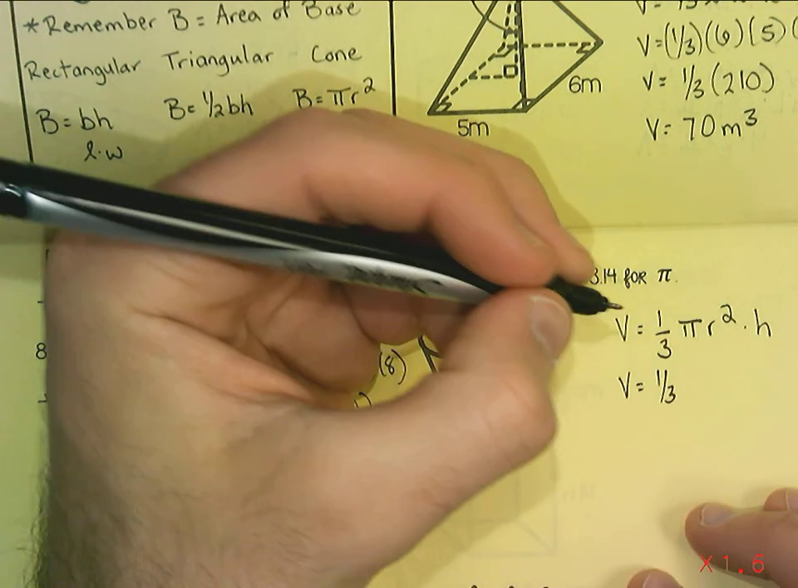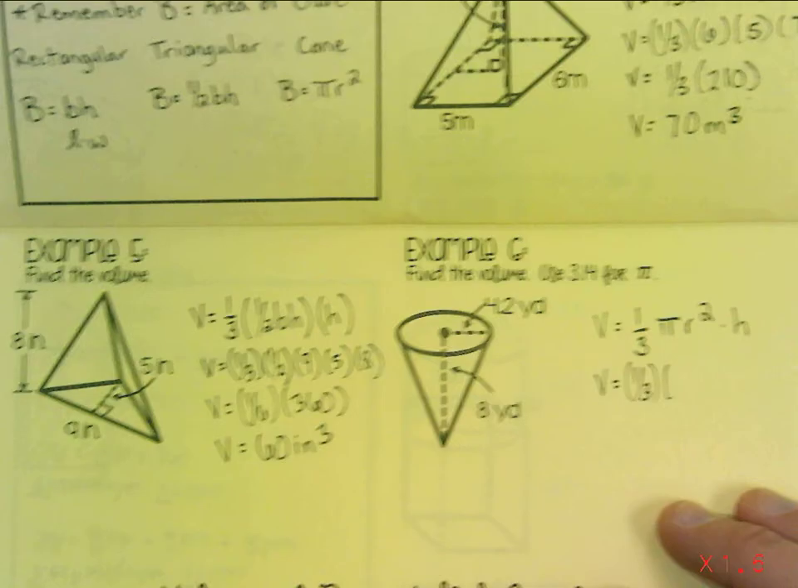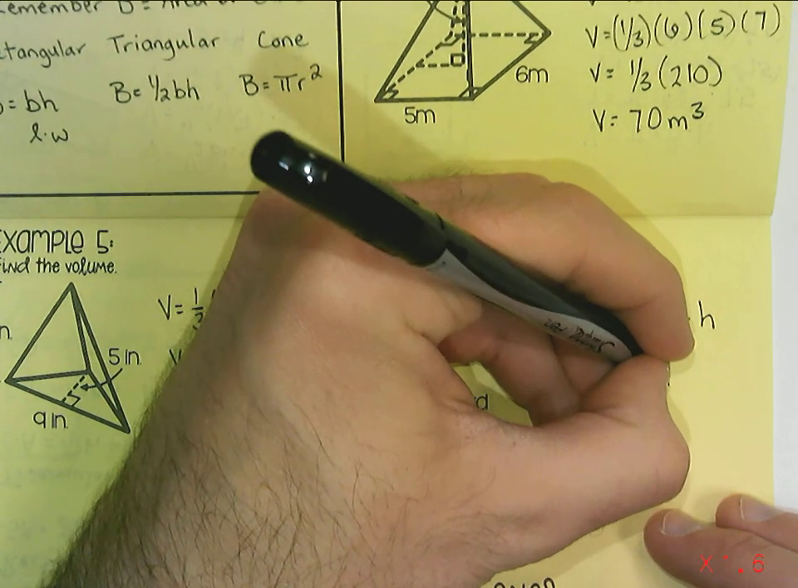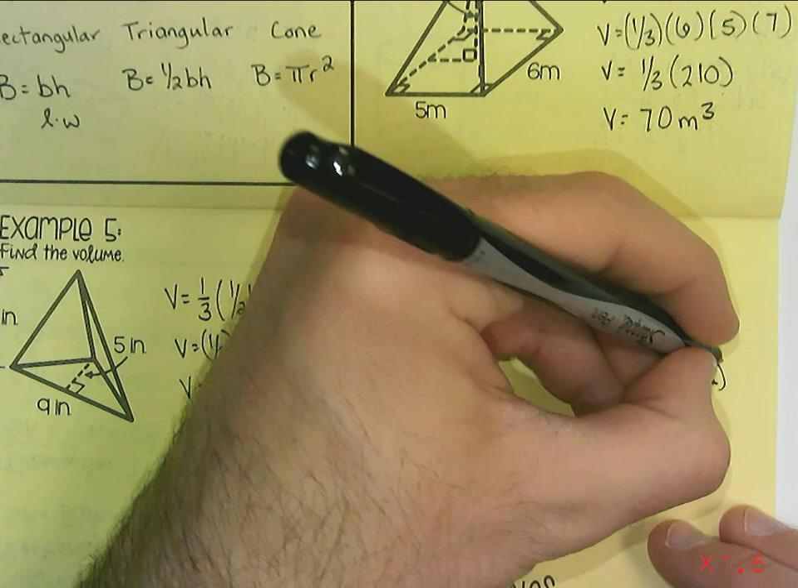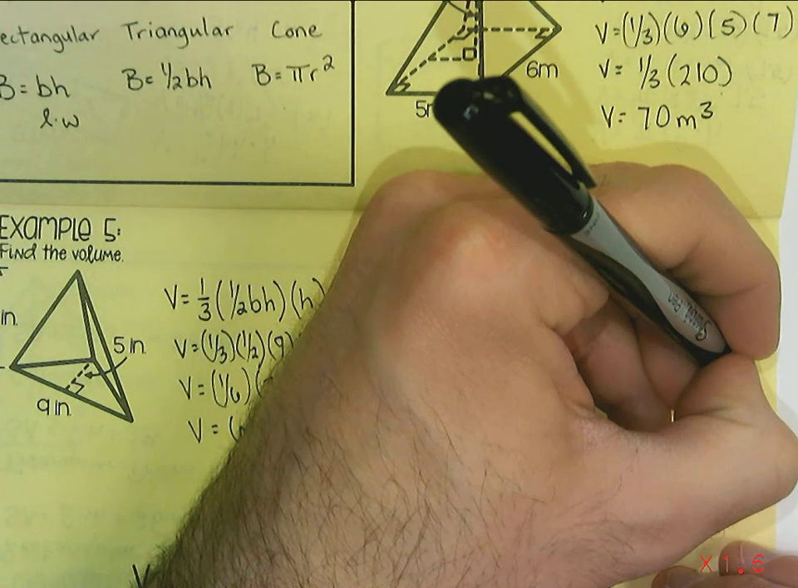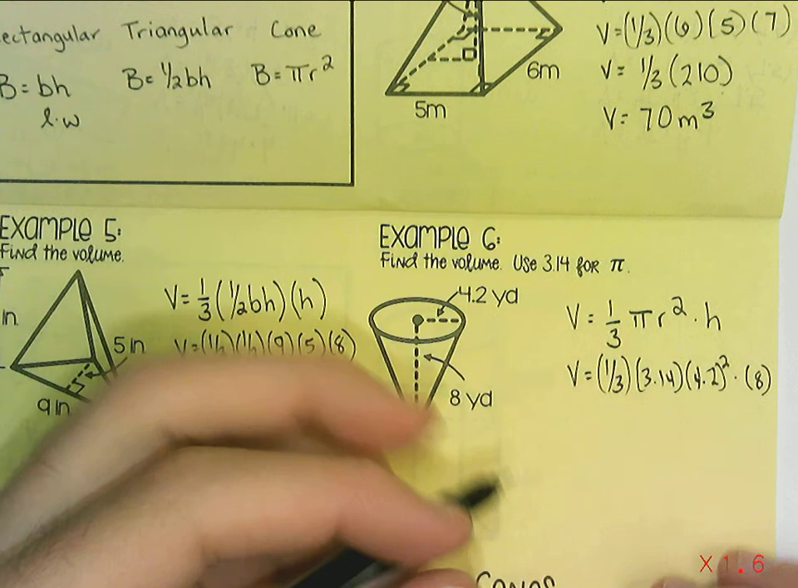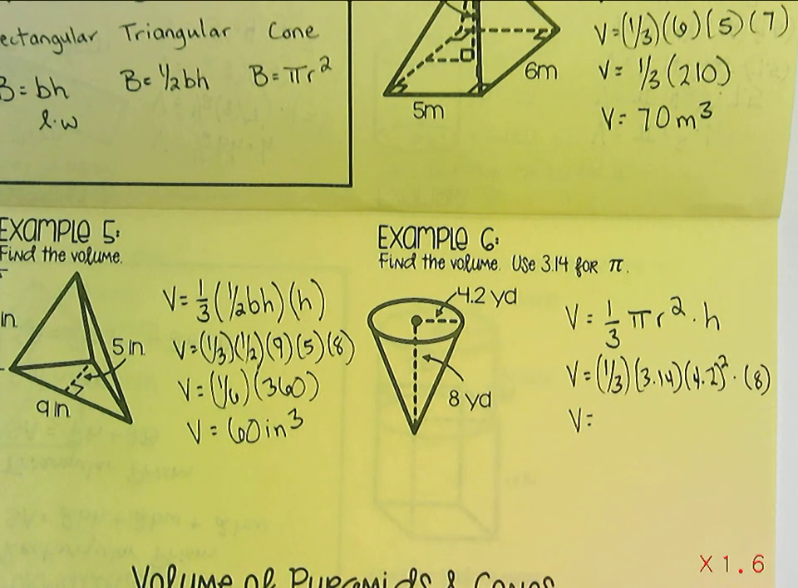Equals 1/3. They say use 3.14 for pi, so I'm going to do that. Radius is 4.2, and that's squared, and then times the 8. Remember, order of operations, we have to do the 4.2 first because that's an exponent.